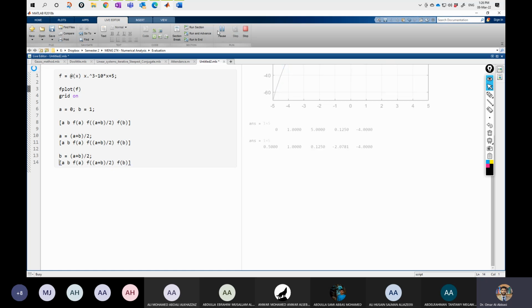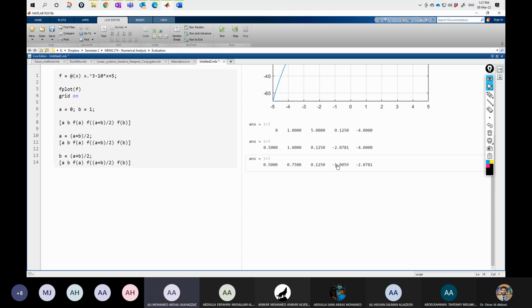And we run this code again. This is A, this is B, F A, F B, F at the midpoint. Which boundary should we move? B. A.